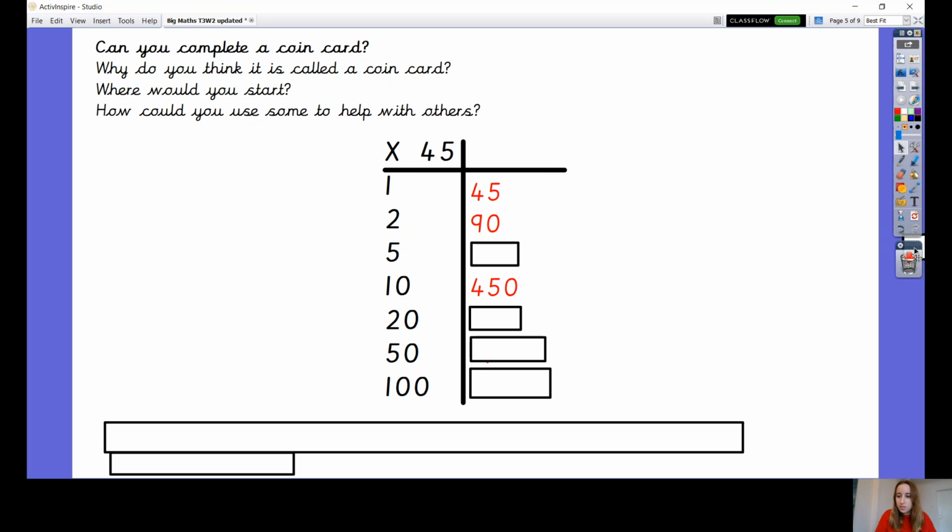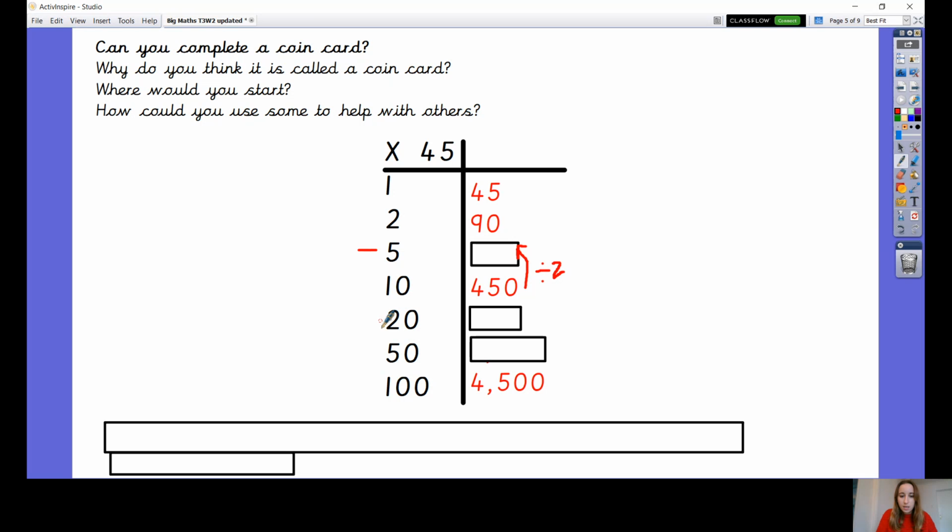10 times 45 is 450 and 100 times 45 is 4,500. The next steps I would like you to take are, I would like you to think about 5 times 45. You can use 10 times to help you and divide it by 2. So half of 450 will give you the answer to 5 times 45.